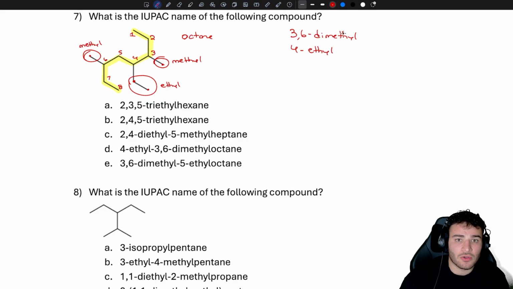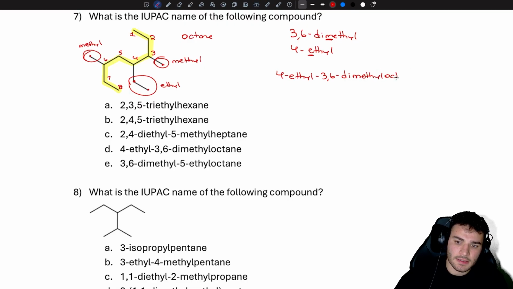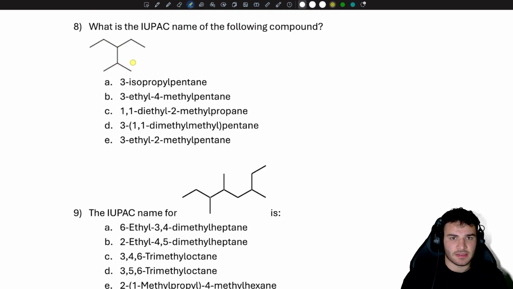And so remember that in our full name, we have to organize our substituents based on alphabetical order, not including prefixes. E comes before M, and so it would be 4-ethyl, 3,6-dimethyl octane. Okay, and so our full IUPAC name would be D, right? 4-ethyl 3,6-dimethyl octane.